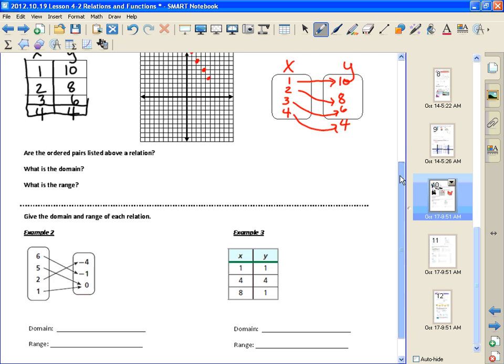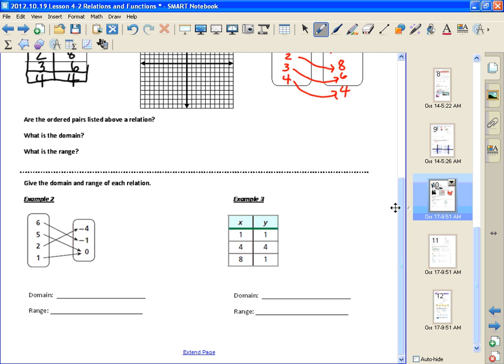All right. So then it says, are the ordered pairs listed above a relation? So to answer that question, what I have to do is just know the definition of the word relation. A relation is any set of ordered pairs. So do I have a set of ordered pairs? Yes. So therefore, yes, it's a relation because they are ordered pairs.